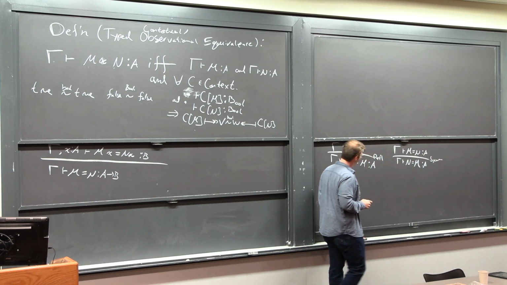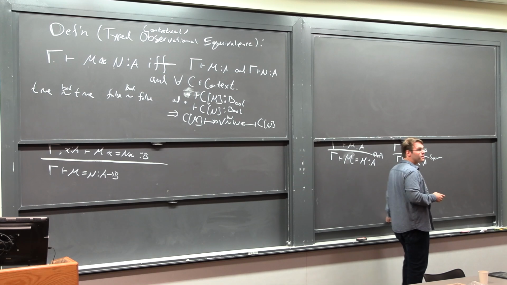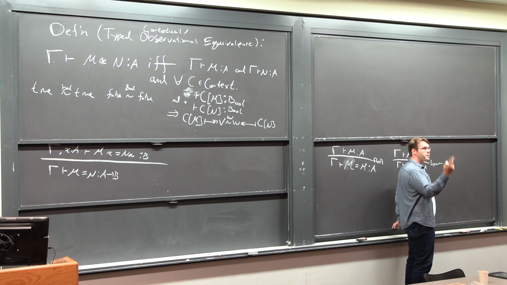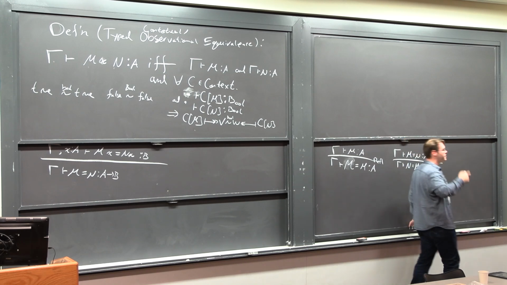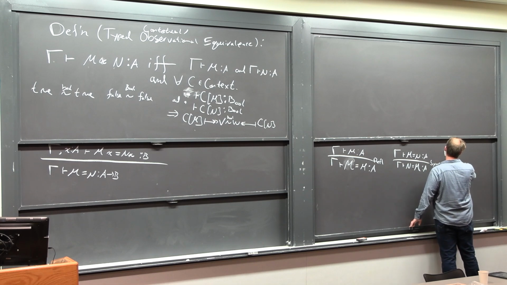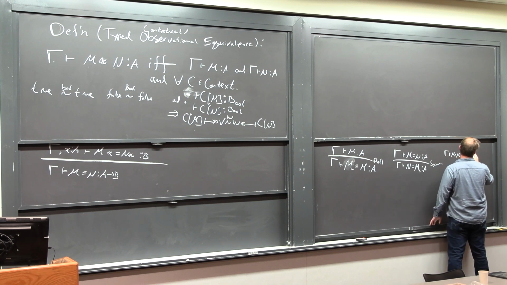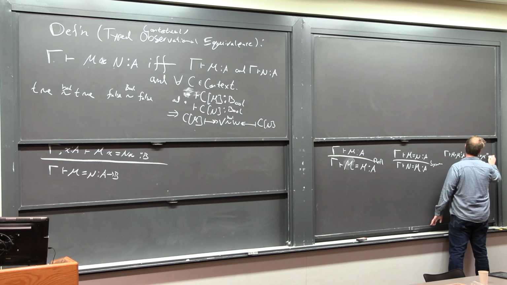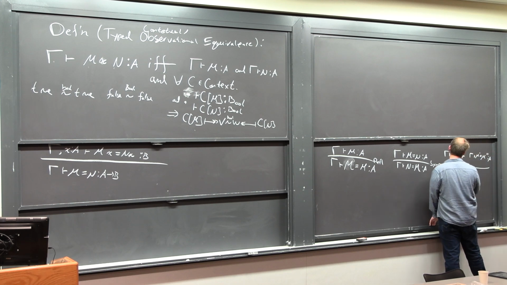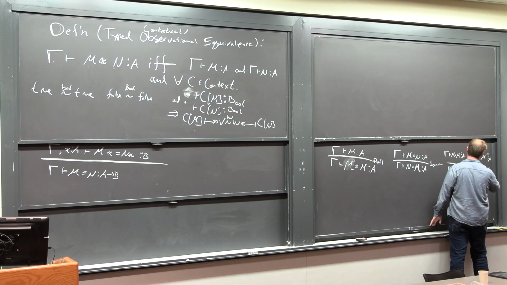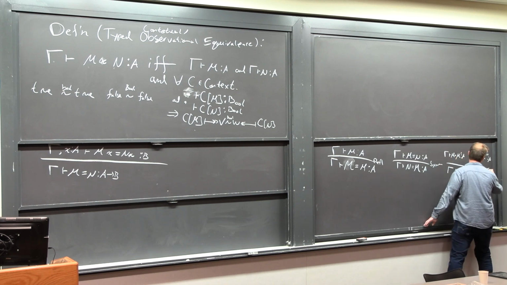OK. What are some other properties? Transitivity, right? So if I have a pair of equalities, I can stick them together. So if I have that m is equal to m prime at type A, and m prime is equal to m double prime at type A, then m is equal to m double prime at type A. Right, so this is transitivity.